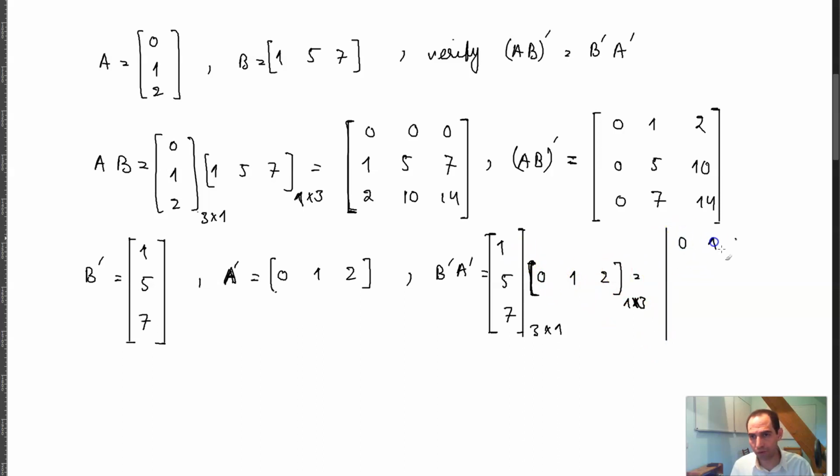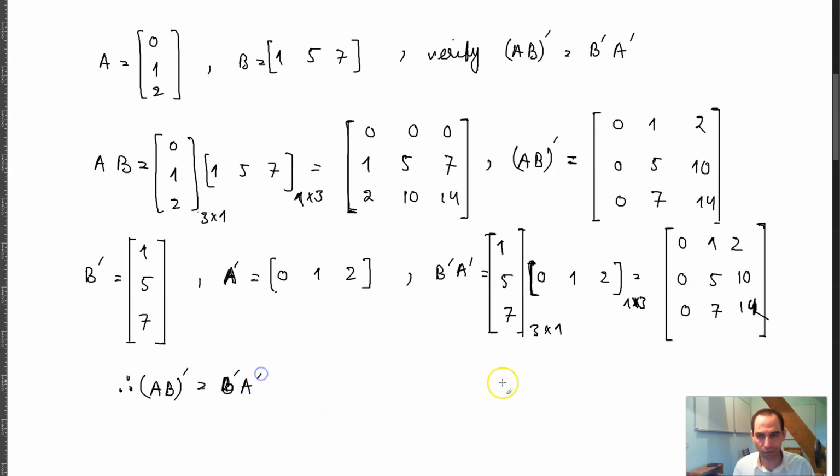So that's 0, 1, 2, 5, 0, 5, 10, 0, 7, 14. This is supposed to be this way, and this is a 14, and this is B prime times A prime. So you can see that you have the exact same matrix, meaning that AB whole prime is equal to B prime times A prime. And that is question number 5.